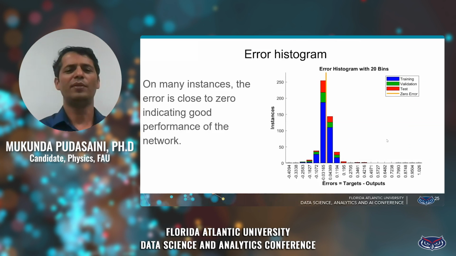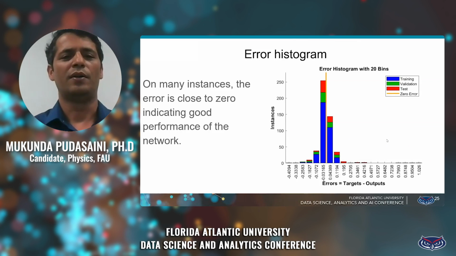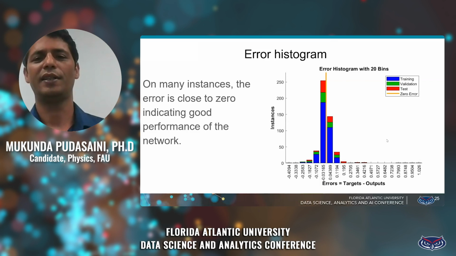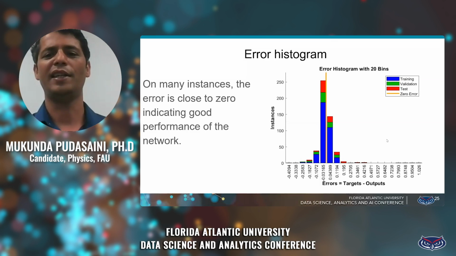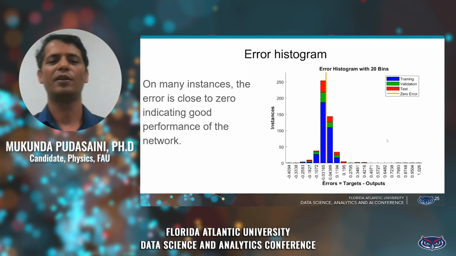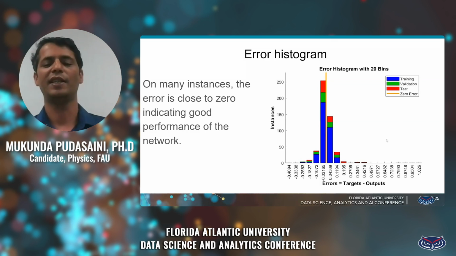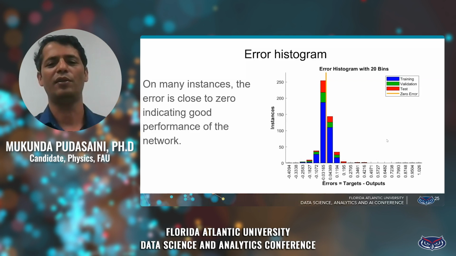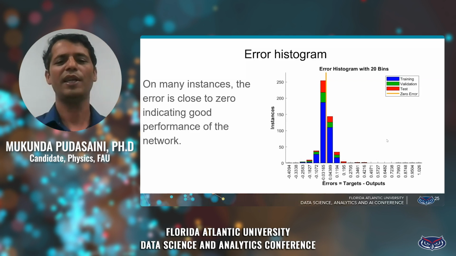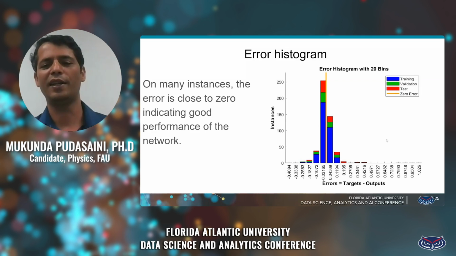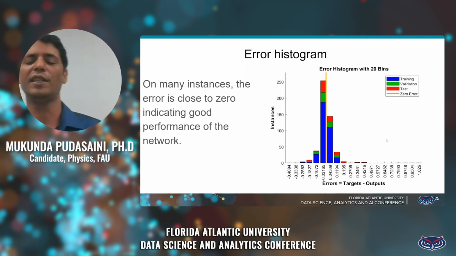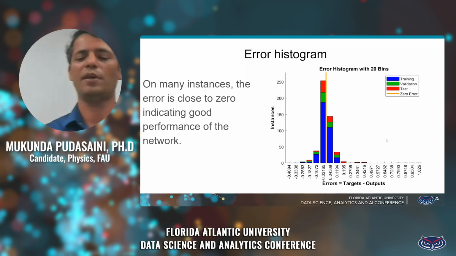The error histogram for the network performance is presented here. The orange central line represents the zero error. So we see that on many instances, the error is closer to zero. But in some cases, the error is a little more, which indicates the good performance of the neural network.